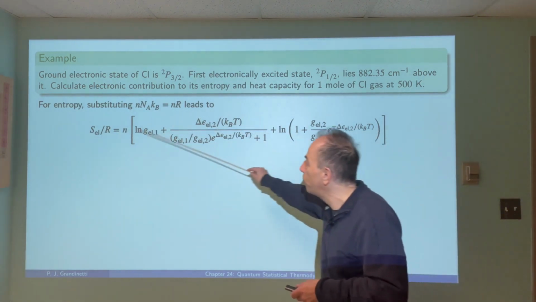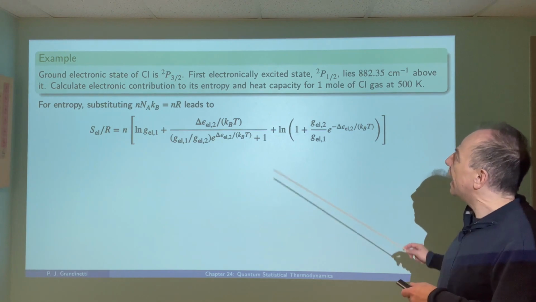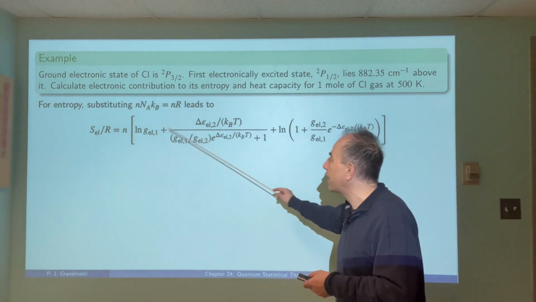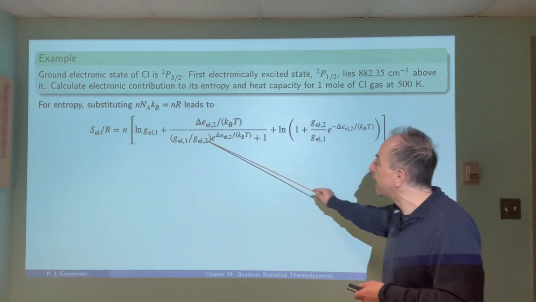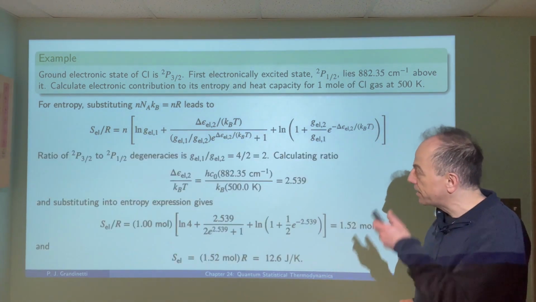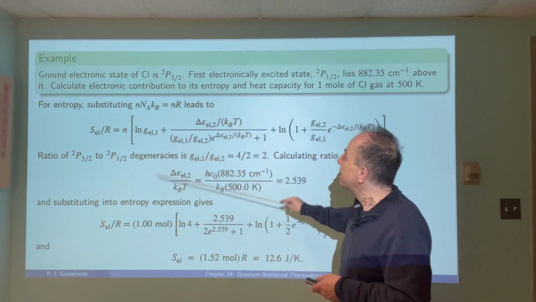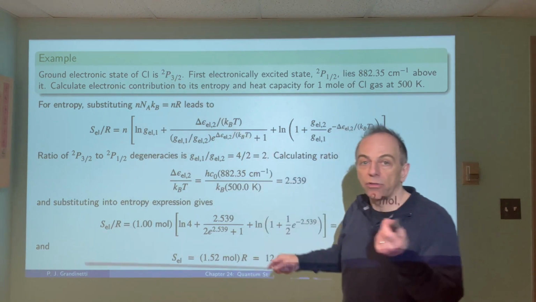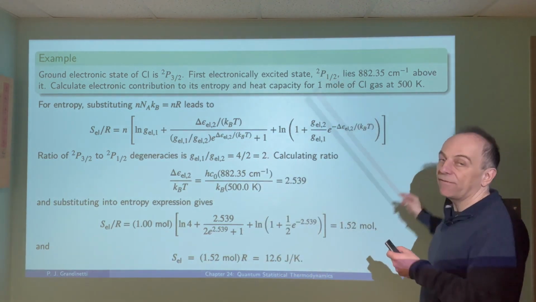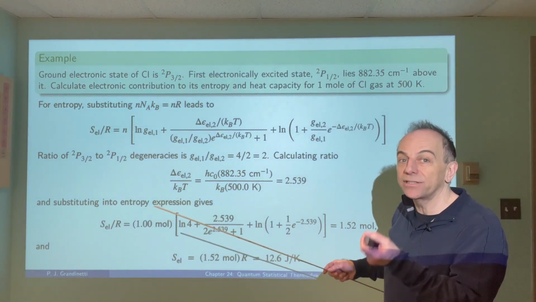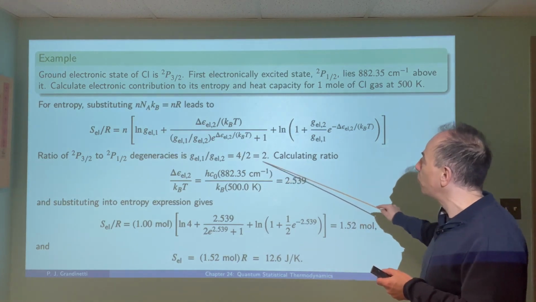So we'll take our full entropy expression here, which includes the one excited state, and we have to work out what the degeneracy is, and calculate this ratio for the first excited state energy and the ratio of the degeneracies. So for doublet P3/2, the degeneracy is 2 times 3/2 plus 1, which is 4. And for doublet P1/2, the degeneracy is 2 times 1/2 plus 1, which is 2. So the ratio of the degeneracies is 4 over 2, which is 2.